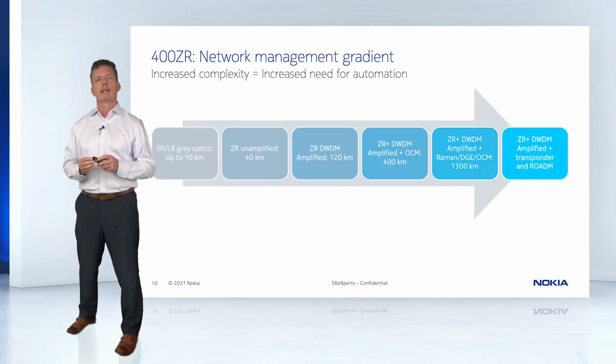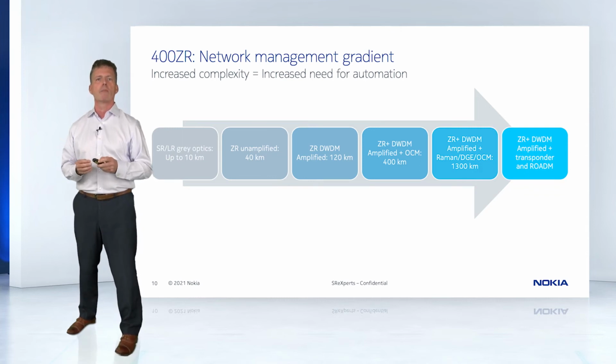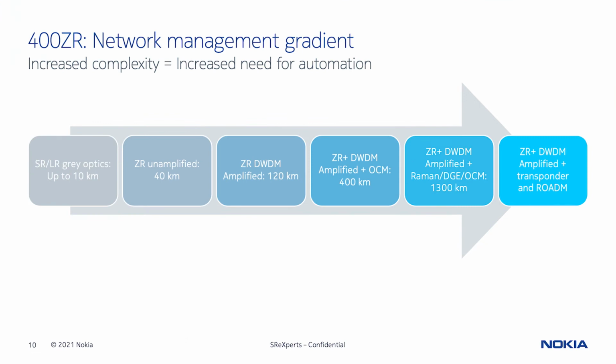Now I'd like to take a few minutes to talk about 400ZR and how our management solution is a little different than others out there. I like to describe the management requirements as a gradient, depending on the span and the type of transceiver that you're using. This can range from the simplest gray optic or unamplified 400ZR link through DWDM point-to-point connections, all the way to a fully featured mix of transponders and ZR plugs.